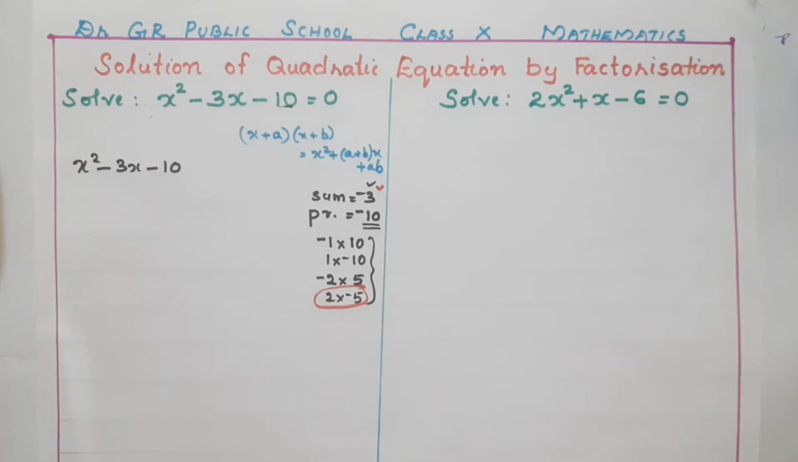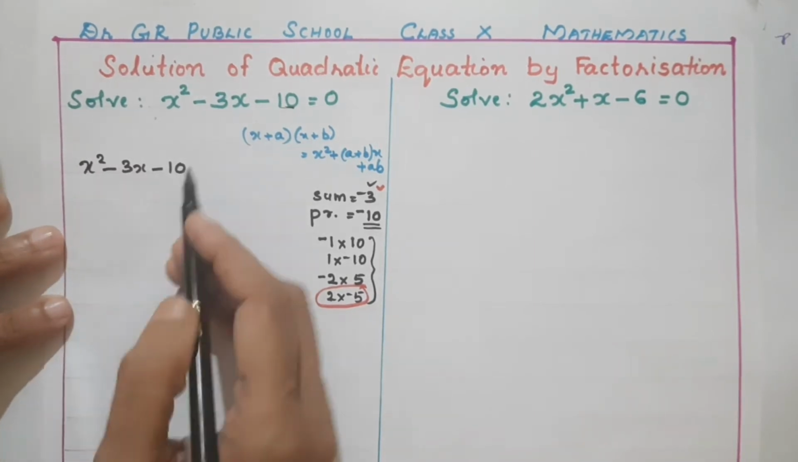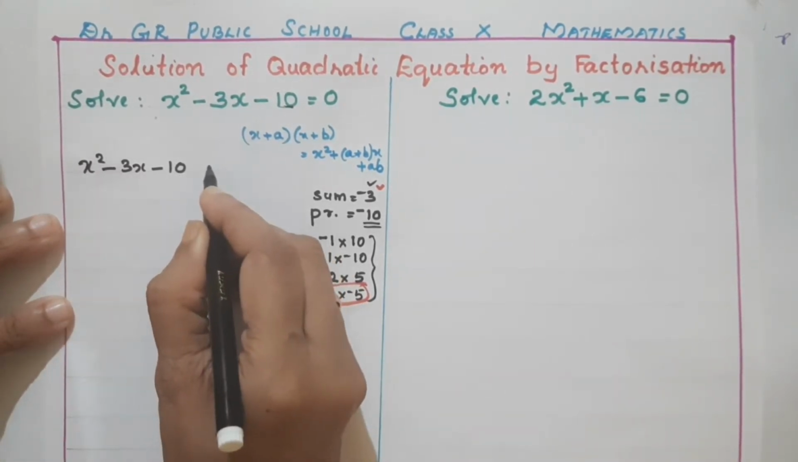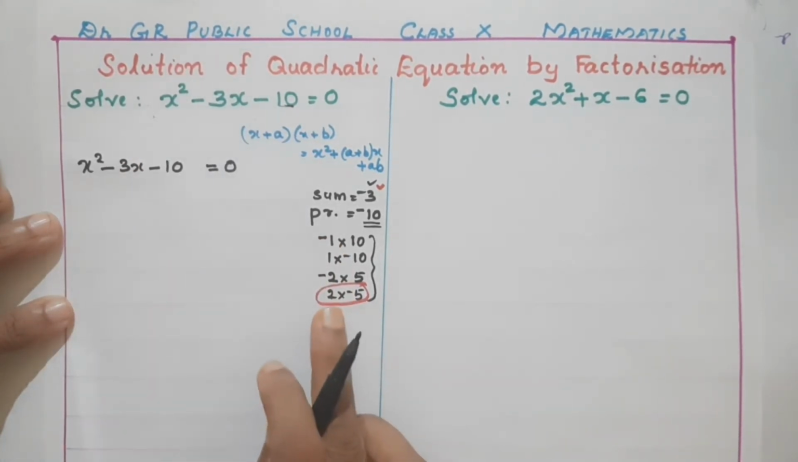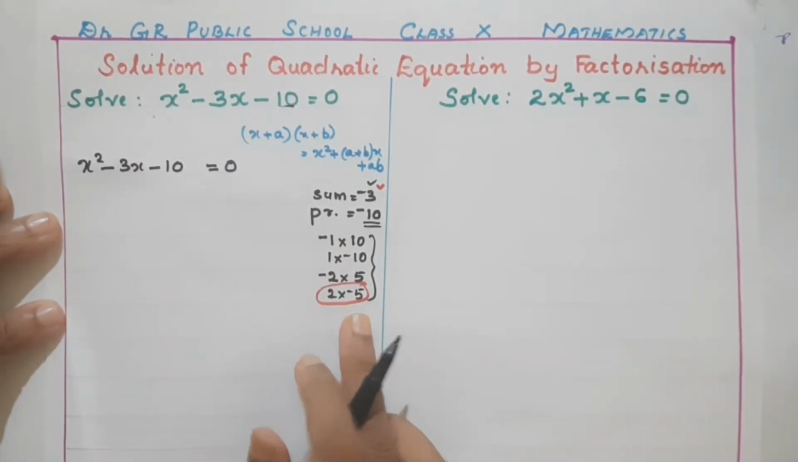Okay. So that you know very well. So I am writing. But here we have equation. So I am writing this as equation. And LHS we are factorizing using these two numbers.